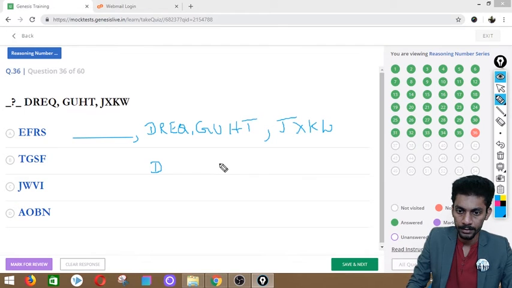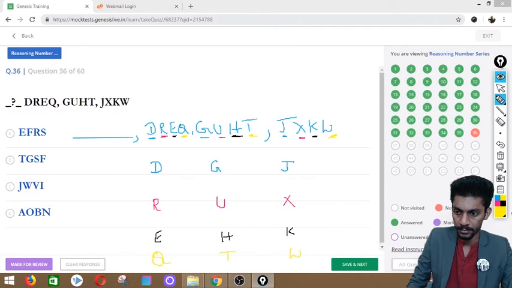First letters of each group are D, G and J. Let's take the second letters, that is R, U and X. Next take the third letters, that is E, H and K. And the last letters, that is Q, T and W.